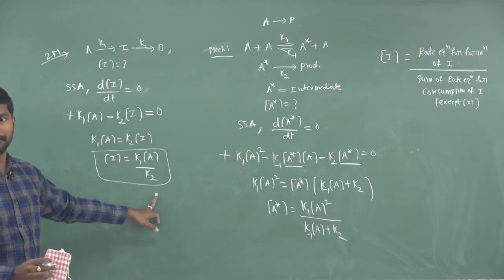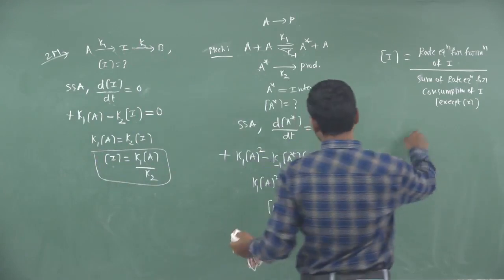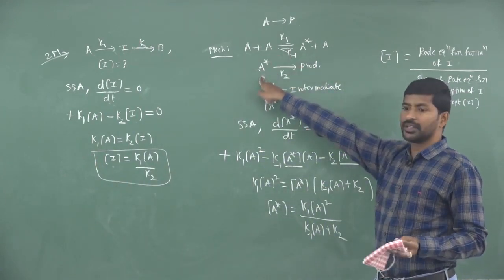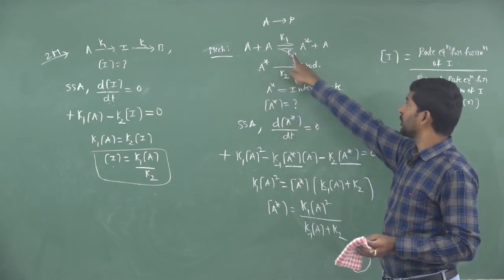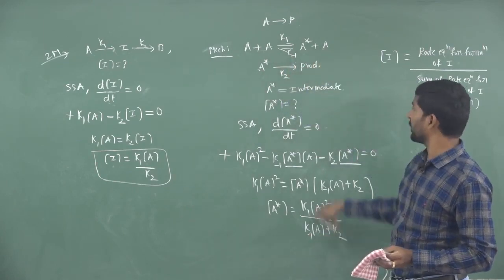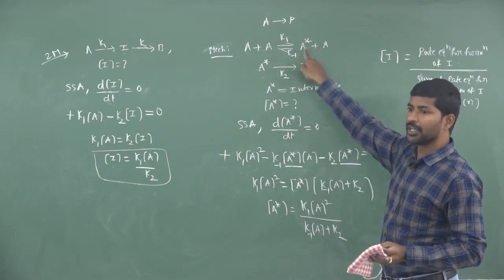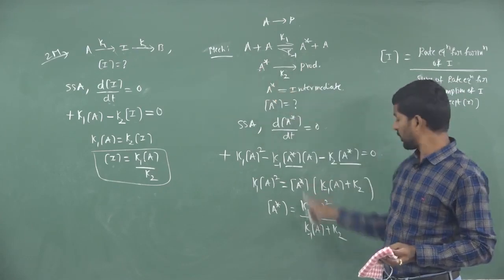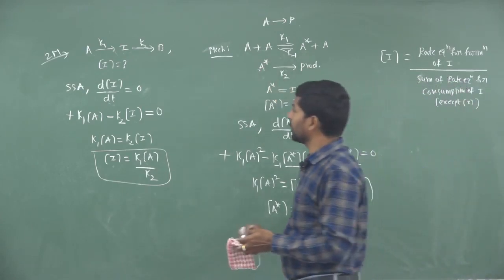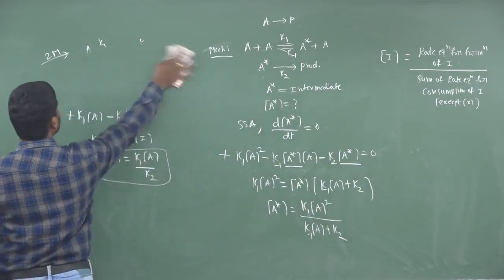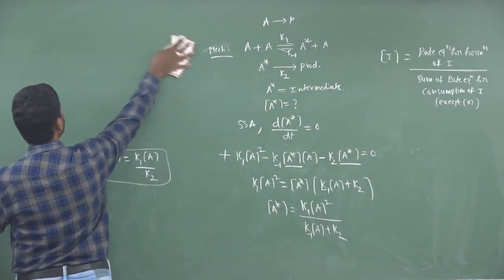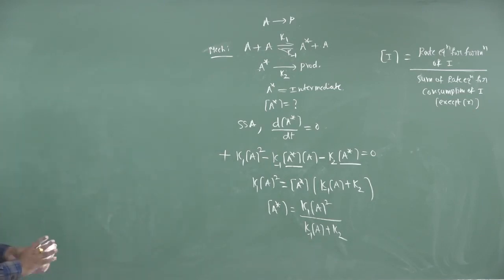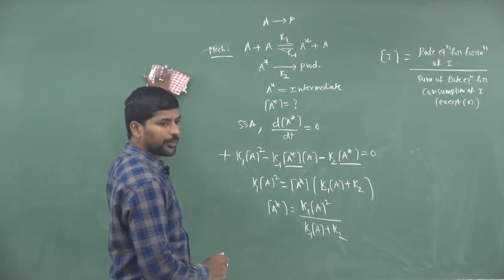Next, in this case, where is A star consuming? In the backward reaction A star is consuming, and in the second reaction also A star is consuming. Therefore K minus 1 into A, except A star, we have to write, plus K2. Directly you can write like that. This is useful later in photochemistry also, where we follow the steady state approximation. This is the concept of steady state approximation.